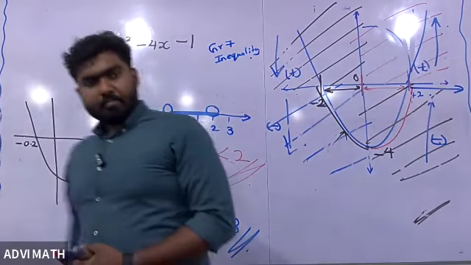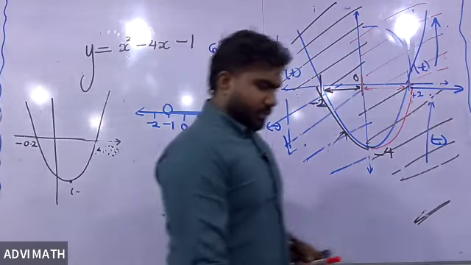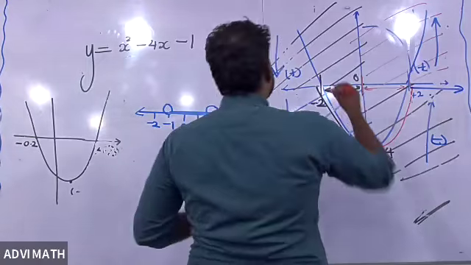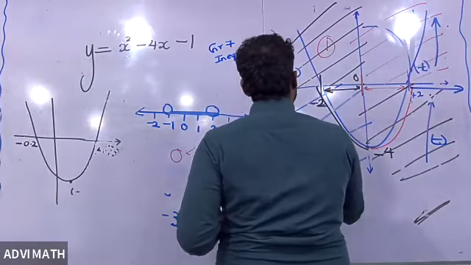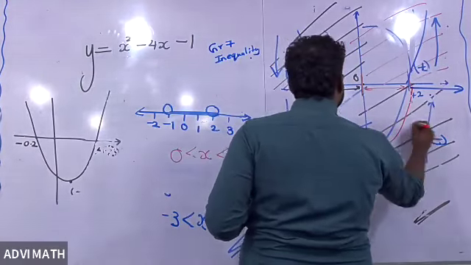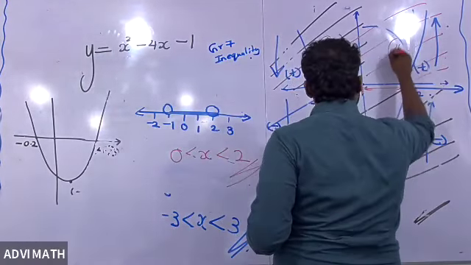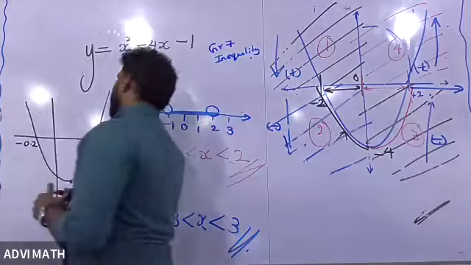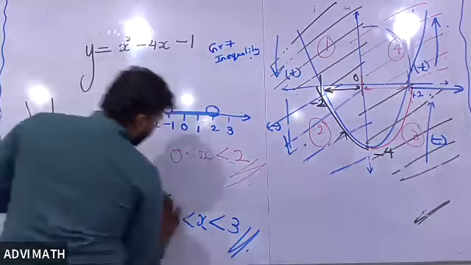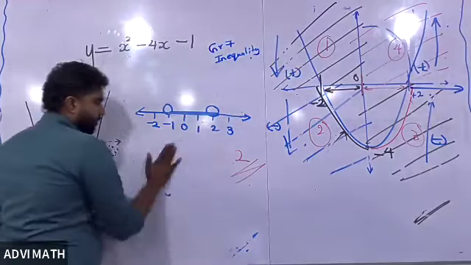Okay. Now write, please name this as your first region, this as your second region, this as your third region, and this as your fourth region. And under the graph, write the notes which I am going to give.